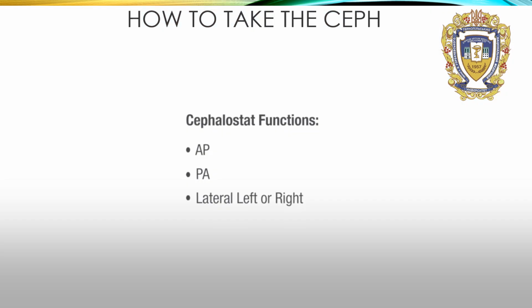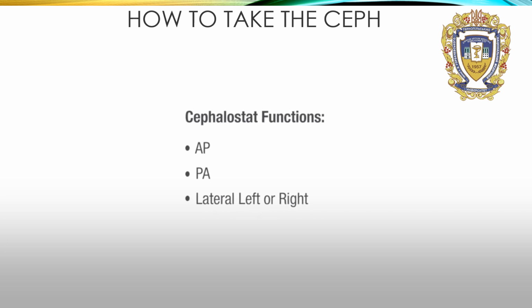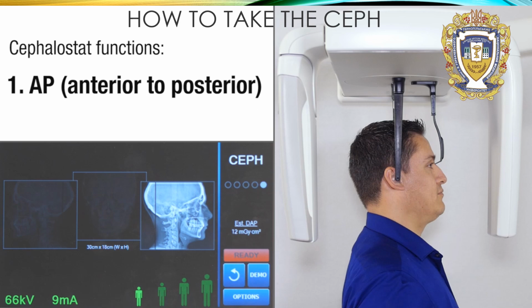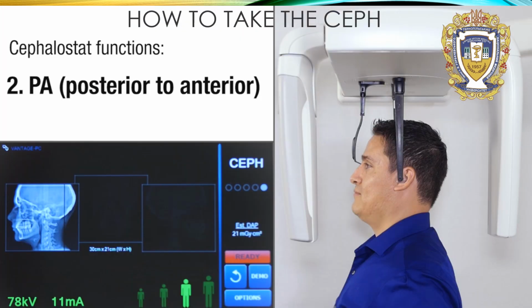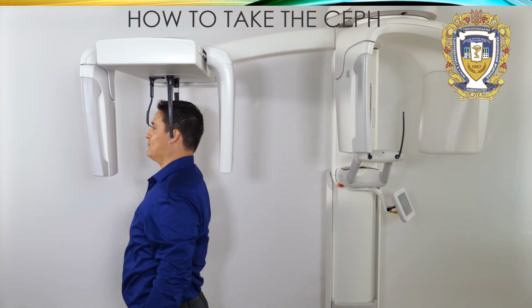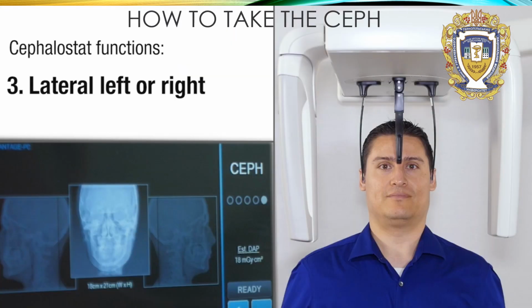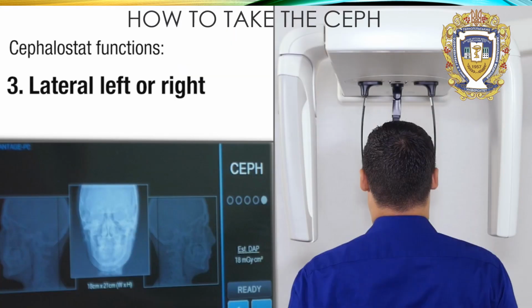Next, determine the Ceph study needed for the patient and select the desired function. To do this, there are three cephalostat functions: AP, the image taken from the anterior to the posterior of the head, or Nasion toward the tube head; PA, the image taken from the posterior to the anterior of the head, Nasion opposite the tube head; and lateral left or lateral right.